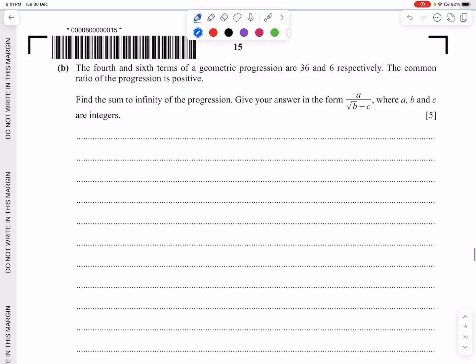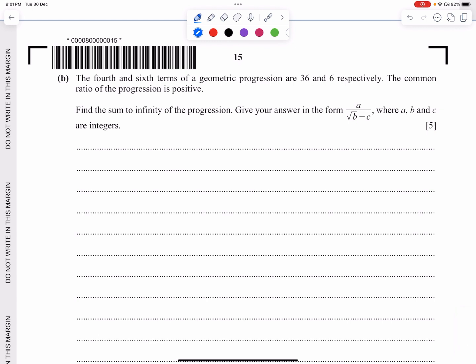Okay, now part B says the fourth and sixth terms of a geometric progression. So they're talking about something new now. Are 36 and 6 respectively. The common ratio of the progression is positive. Find the sum to infinity of the progression and give your answer in this form.